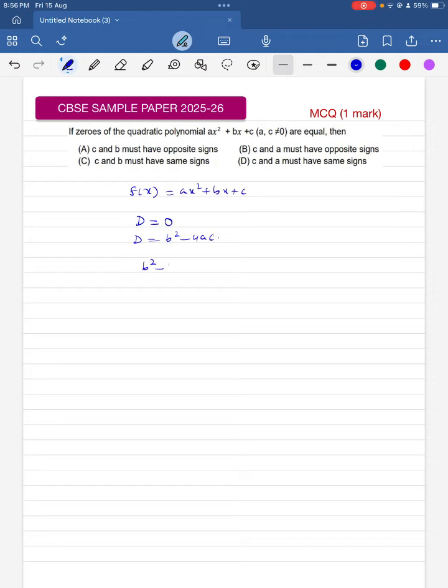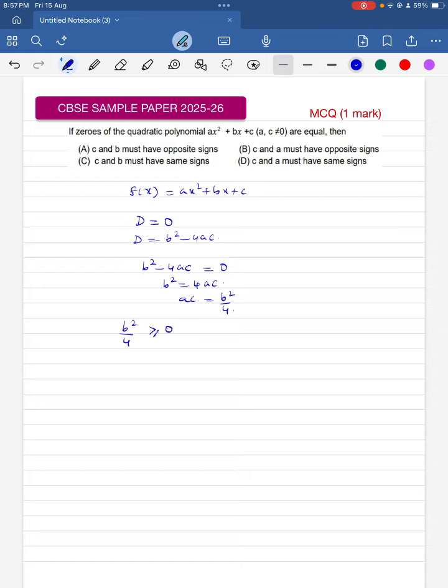Now, because the zeros of the quadratic polynomial are equal, b squared minus 4ac must be equal to 0. So that means b squared is equal to 4ac, or the value of a times c is equal to b squared by 4. Now we know that b squared by 4 is always greater than or equal to 0.